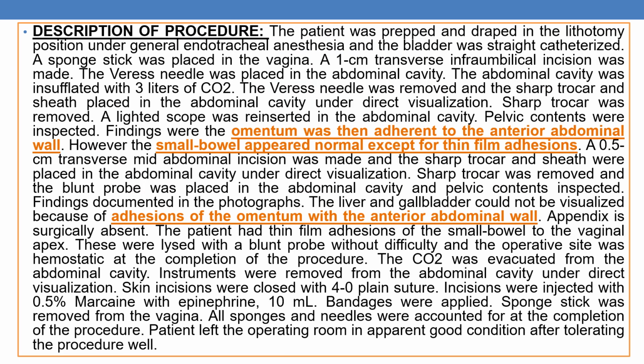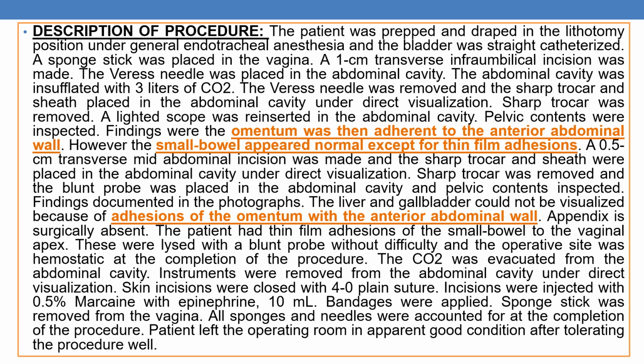Coming to the description of the procedure, the patient was prepped and draped in the lithotomy position under general endotracheal anesthesia and the bladder was straight catheterized. A sponge stick was placed in the vagina. A 1 cm transverse infraumbilical incision was made. The Veress needle was placed in the abdominal cavity. The abdominal cavity was insufflated with 3 liters of carbon dioxide. The Veress needle was removed and the sharp trocar and sheath were placed in the abdominal cavity under direct visualization.